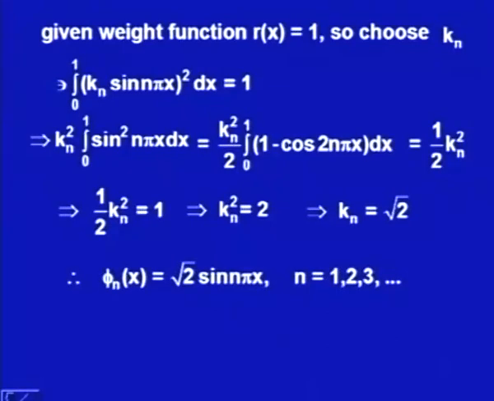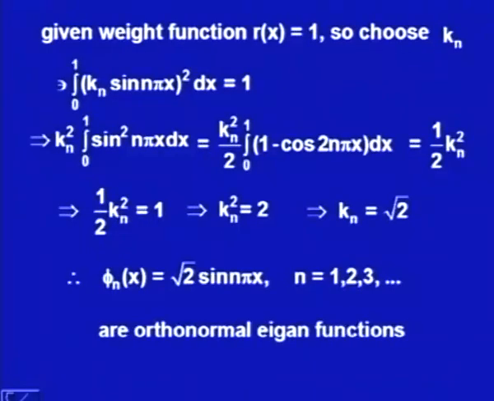So, our phi n(x) should be of the form square root 2 sin n pi x for n equal to 1, 2, 3 and so on. We already know that they are orthogonal. Now, we have substituted k n as square root 2, so they are normal as well. So, these phi n(x) form the set of orthonormal eigenfunctions for this given boundary value problem, which is our Sturm Liouville problem as well. Now, let us do one more example.